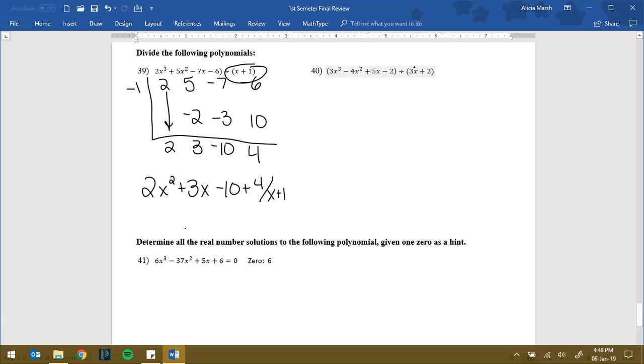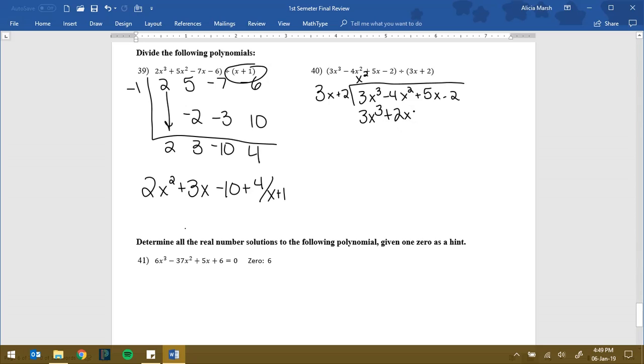Now this one, unfortunately, cannot be synthetically divided because it is 3x plus 2. Womp womp. I know. So let's put that on the outside of my division. Minus 4x squared plus 5x minus 2. There we go. So I'm going to ask myself, something times 3x is 3x cubed. Well, x squared, right? So I'm going to multiply.